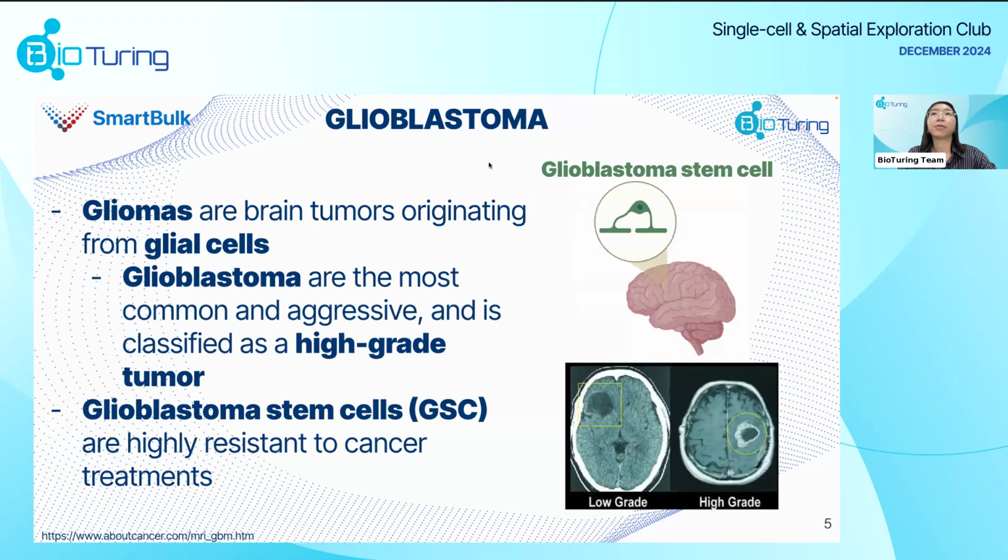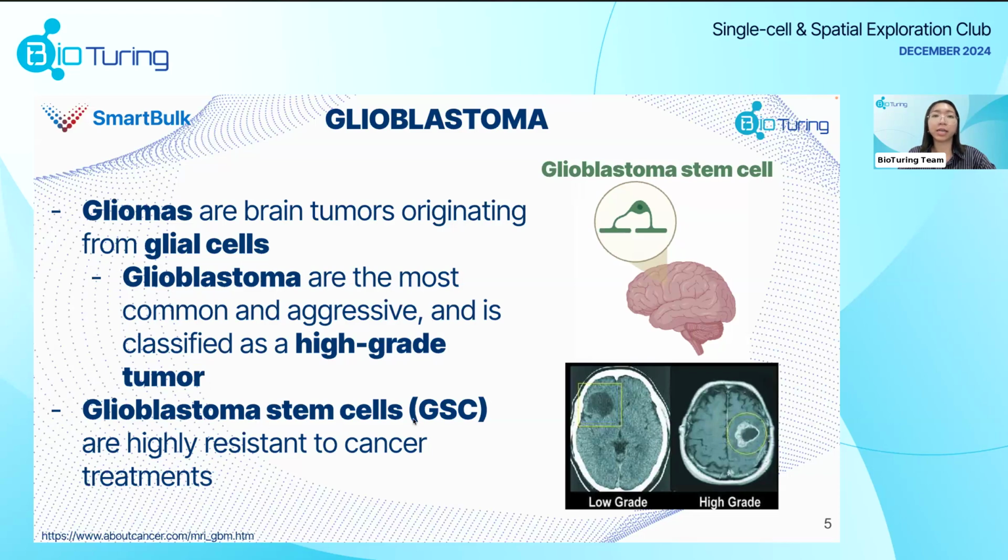Let's get started by talking a little bit about what glioblastoma is. Gliomas are the umbrella term for glioblastomas. These are brain tumors originating from glial cells, and glial cells are the supportive cells for neurons, but they also play an important role in central nervous system function. Glioblastoma is known as the most common and aggressive type of brain tumor. The term glioblastoma itself is classified as a high-grade tumor, whereas a low-grade tumor you would call a low-grade glioma.